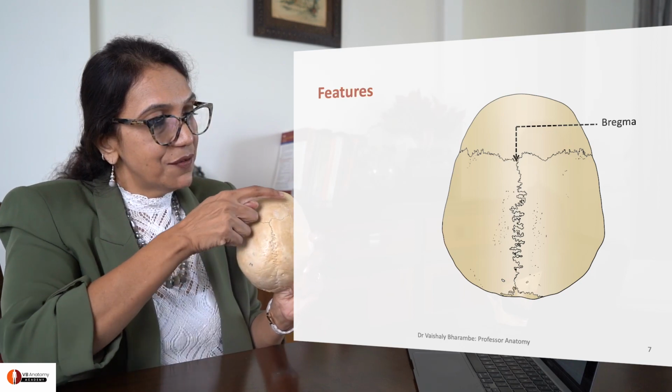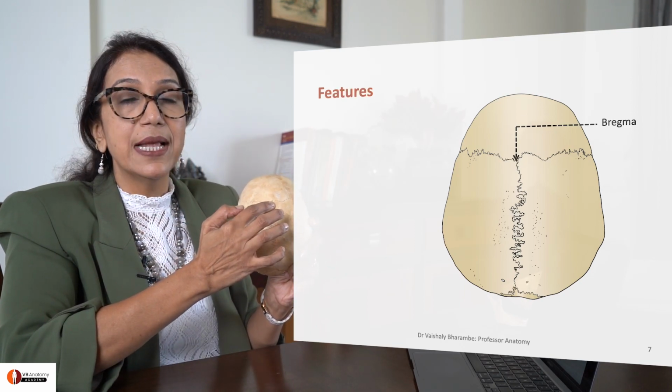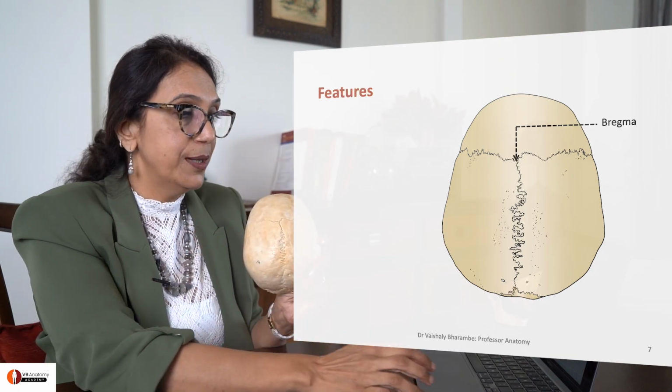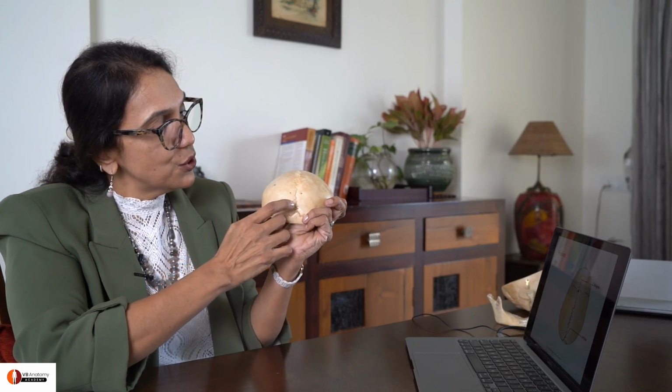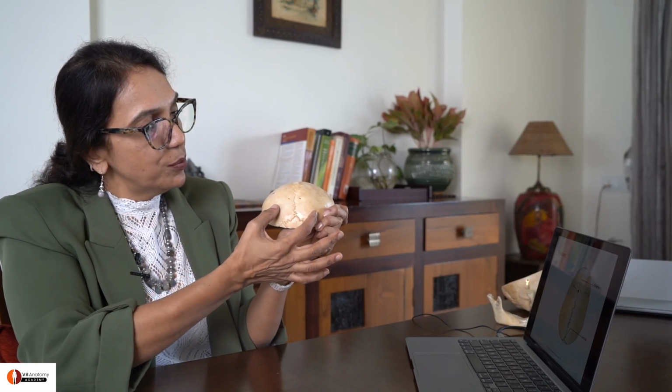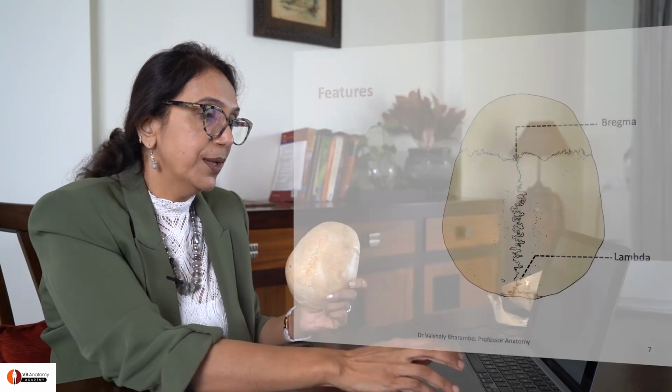This point where the frontal bone meets the 2 parietal bones is called the Bregma. Similarly, you travel downwards along the sagittal suture, you come to a point where the 2 parietal bones and the occipital bone meet, or the sagittal suture and the lambdoid suture meet. This point is called the Lambda. So what are the new terms we understood? Bregma anteriorly, Lambda posteriorly.